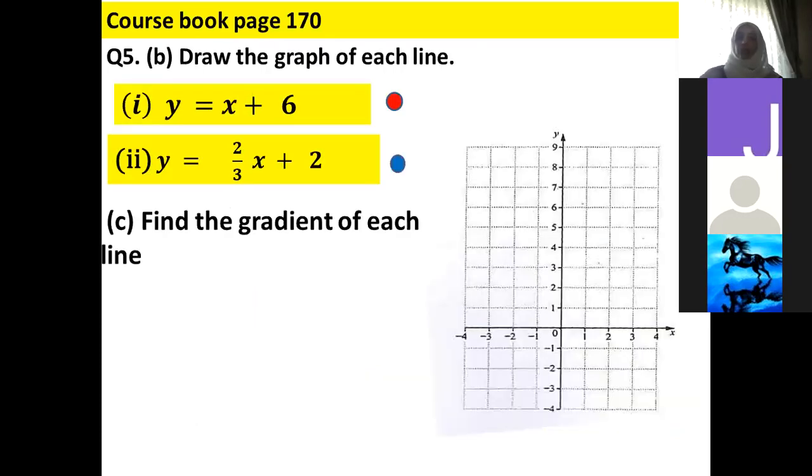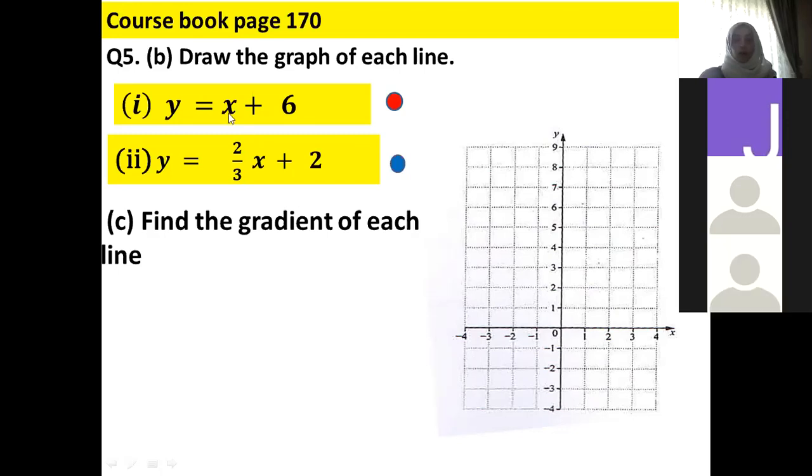Now what do we have here? We need to draw two graphs. These are the two graphs: the first one x plus 6 and the second 2/3 x plus 2. And then we will find the gradient of each. Before we start, before drawing, the drawing matters less to me, tell me the gradient for the first one. What is the gradient for the first one?